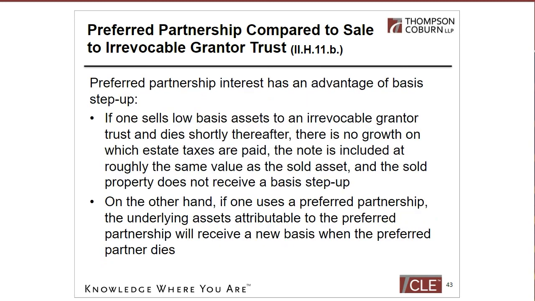Now, a preferred partnership interest has an advantage of a basis step up. So if you sell low basis assets to an irrevocable grantor trust and then the seller dies shortly thereafter, then maybe there's not a whole lot of growth that escapes estate tax, but the assets are inside the irrevocable grantor trust, and most people believe that there's no basis step up on what's inside the irrevocable grantor trust.